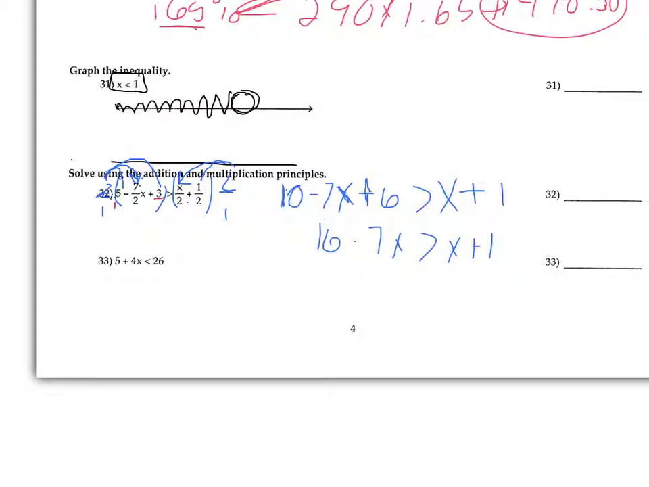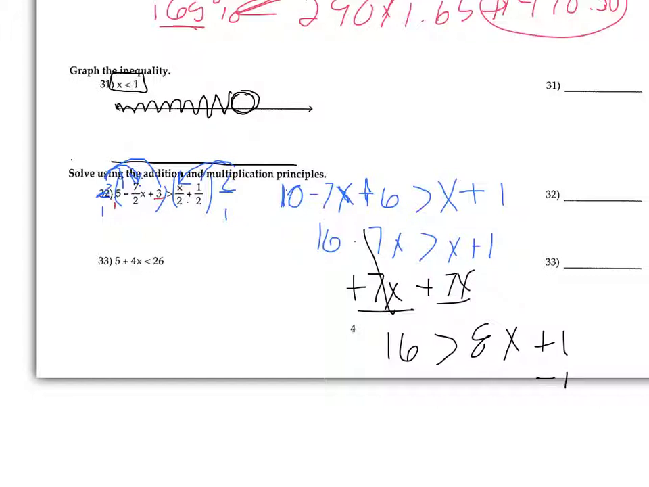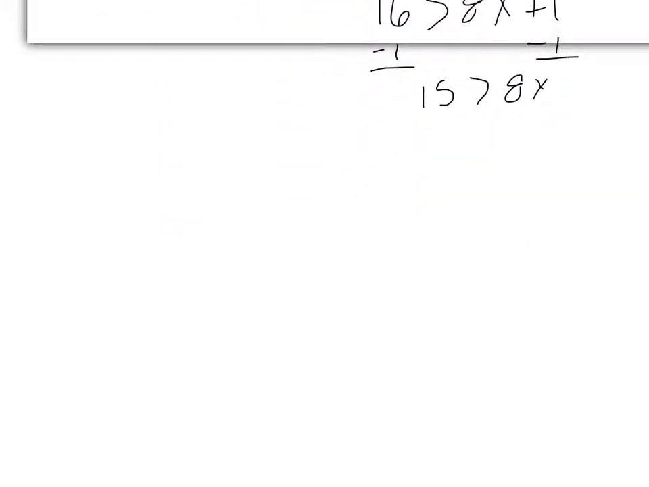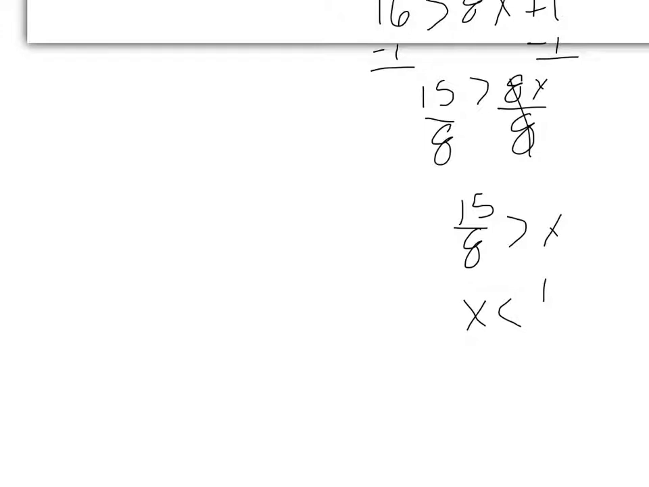Now we need to get all the variables to one side. So I'm going to move the variables to the right, so I need to get rid of these negative 7x's. So if we add 7x to both sides, over here they cancel, so we get 16 is greater than x plus 7x, which is 8x plus 1. Got to get the numbers to the left now, subtract 1, subtract 1. And we get 15 is greater than 8x. And finally divide by 8. The 8's cancel here, so we get 15 eighths is greater than x, or we could write this as x is less than 15 eighths.